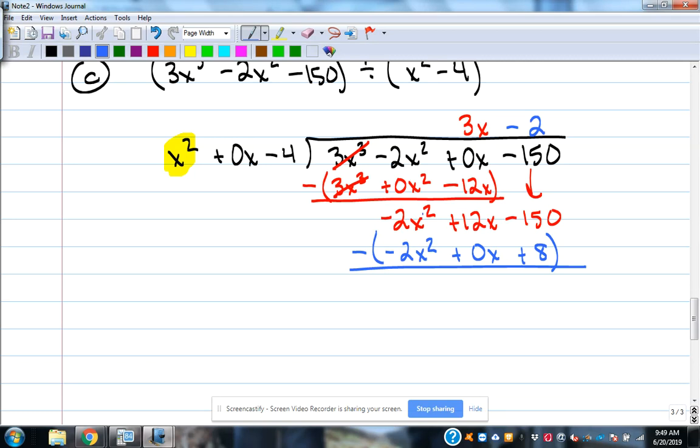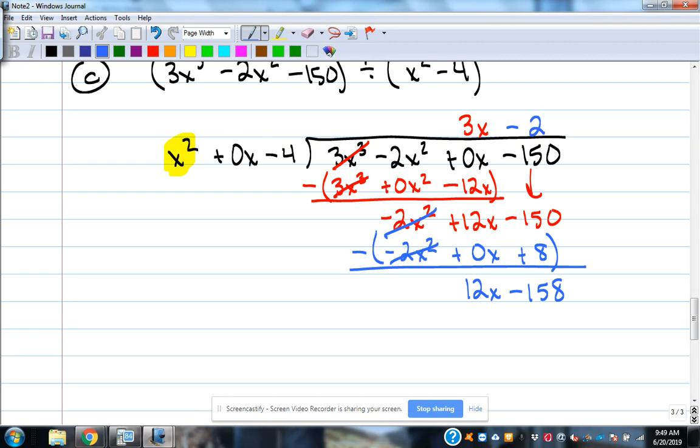X squareds go away. That's what we wanted to happen. 12 minus 0, still 12x. Negative 150 minus 8 will be more negative, so that'd be negative 158.